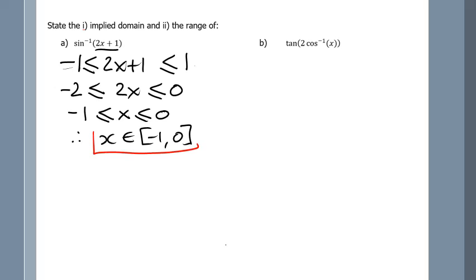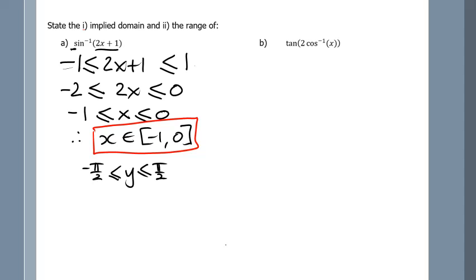Now to find our range. Well, our range won't have changed from a basic sine inverse graph, which is from negative pi on 2 is less than or equal to y, which is less than or equal to pi on 2. The reason being that there's no dilation, you can see here, so no dilation from the x-axis. We can also test it.